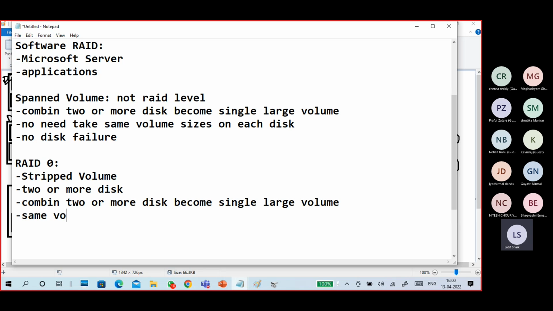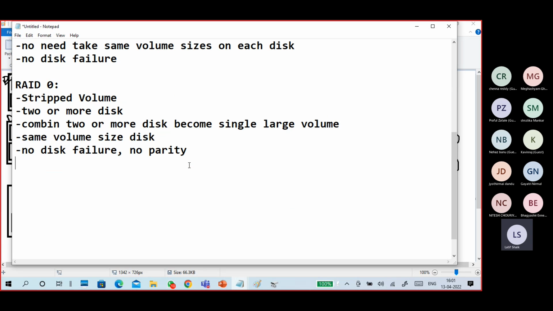We have to take disks of the same volume size. It also has no disk failure tolerance and no parity concept. So to create a big volume size, you can go with RAID 0. But if a disk fails, people cannot access the data.